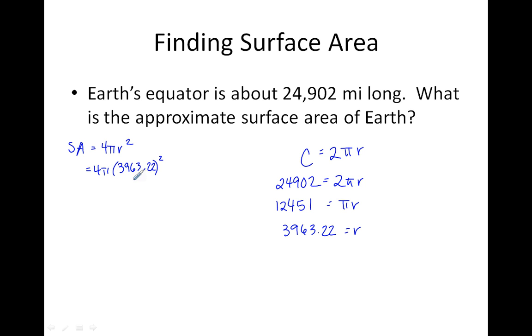3,963.22. Now here's a little trick as you're using the calculator to help make sure that we get as accurate an answer as possible. When you do this step to get this, save that answer. Don't clear your calculator. Then when we come over here, rather than punching in this number, which is an approximation, we have the whole long decimal. We can go ahead and square it and then multiply that times 4 times pi, and we get this really long number.